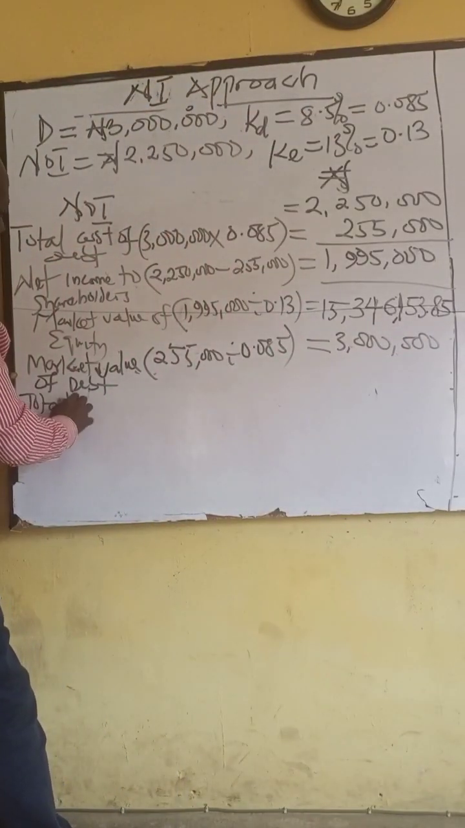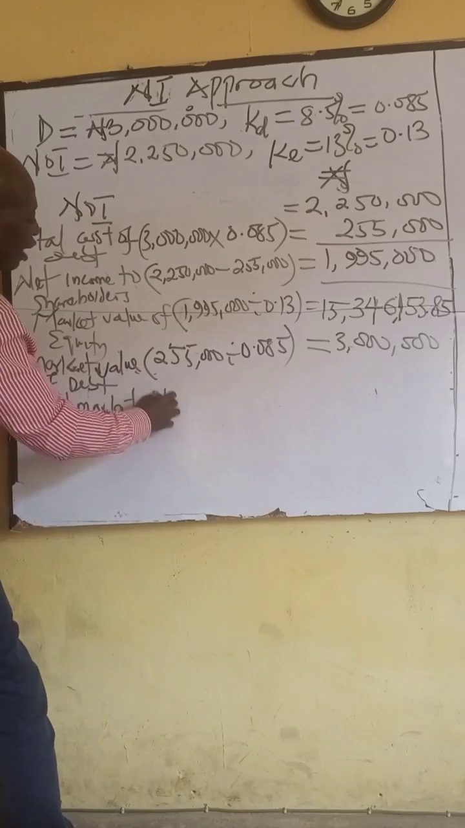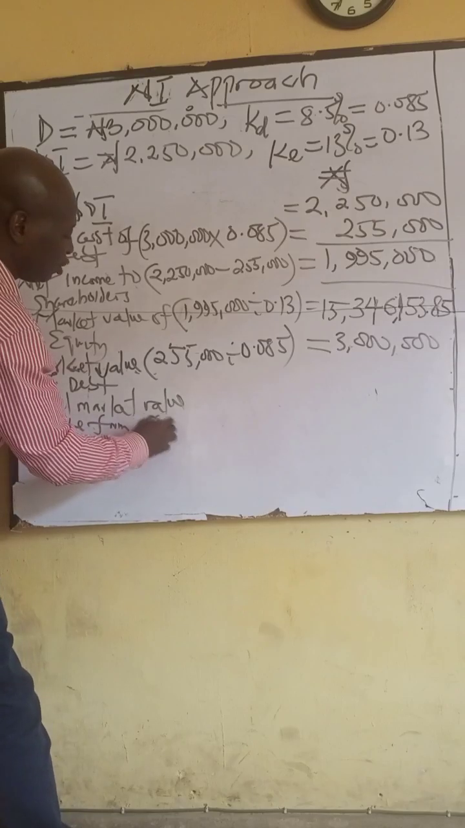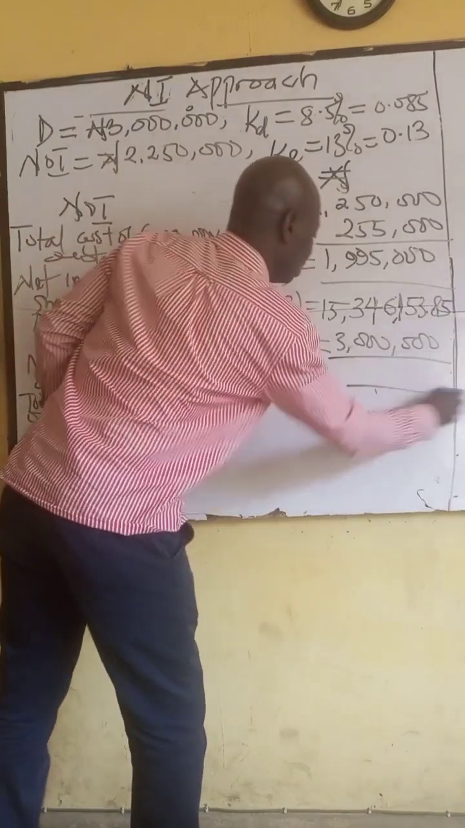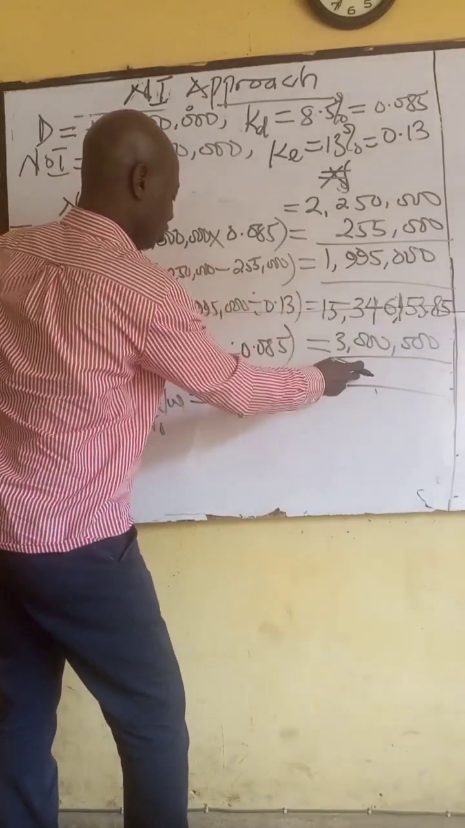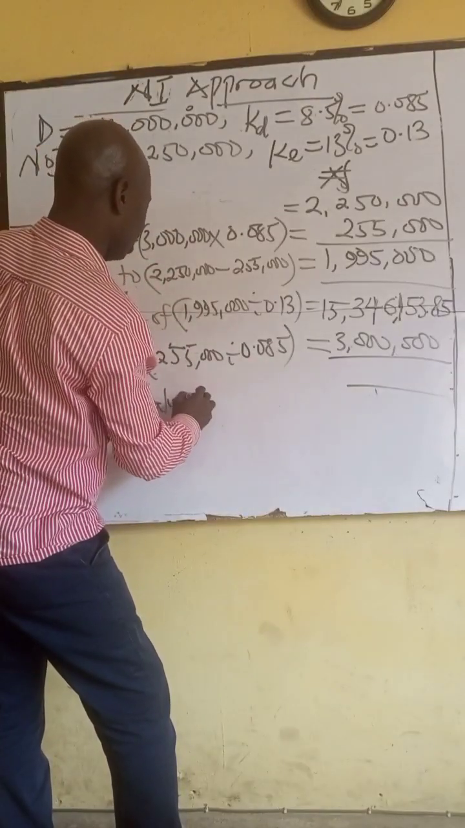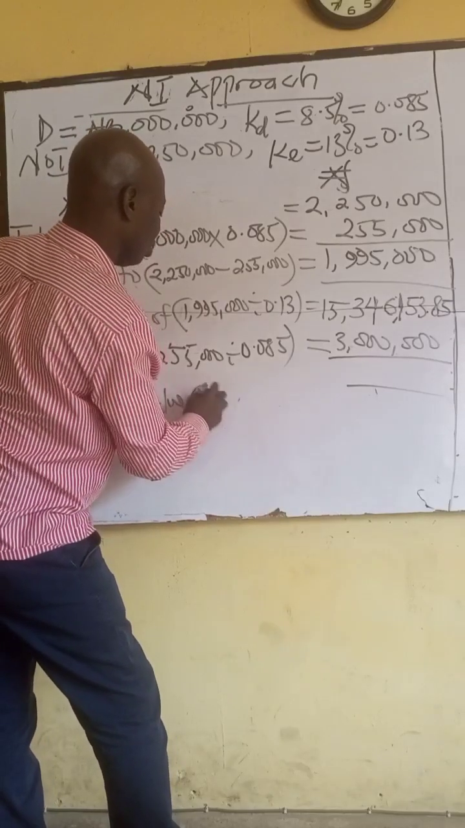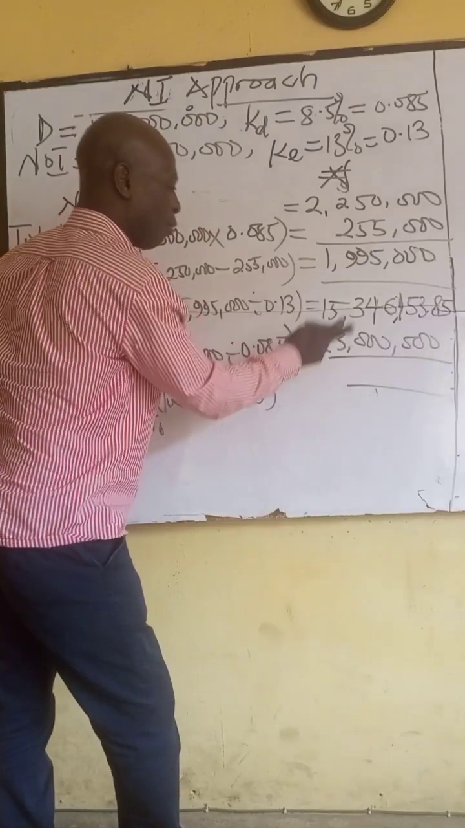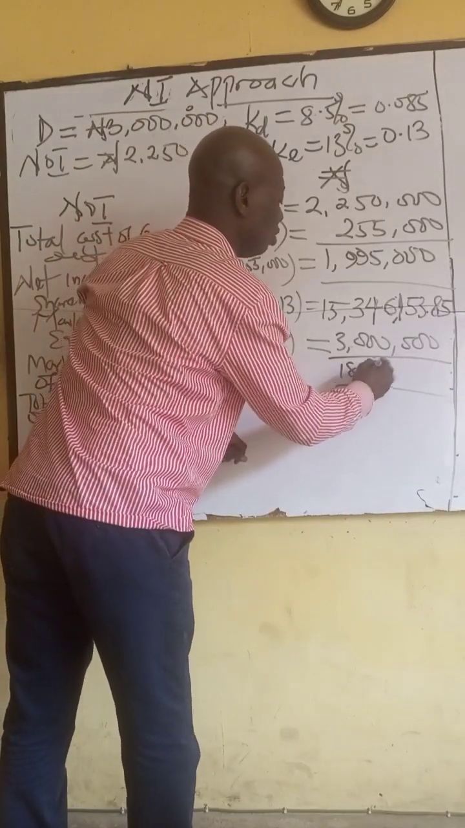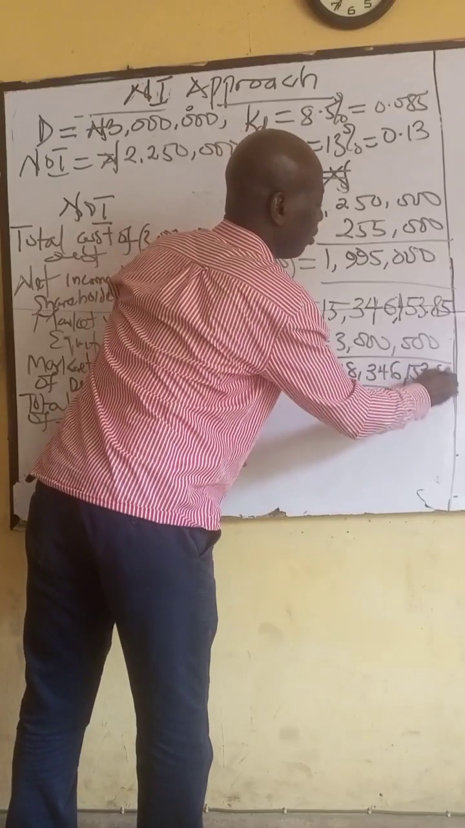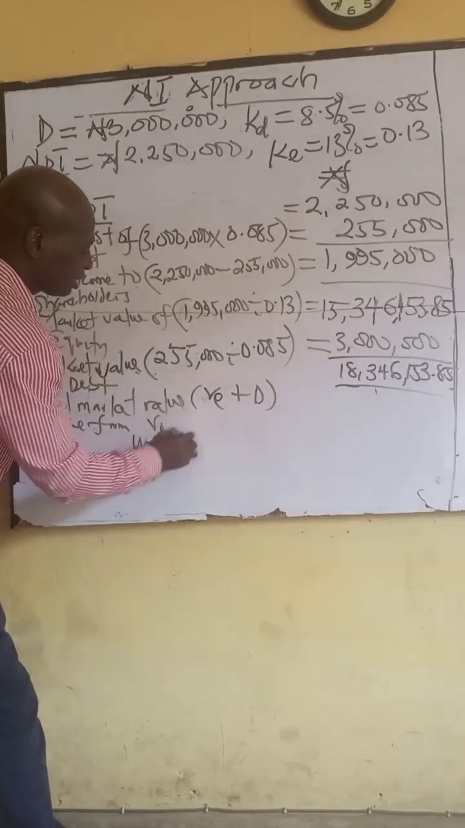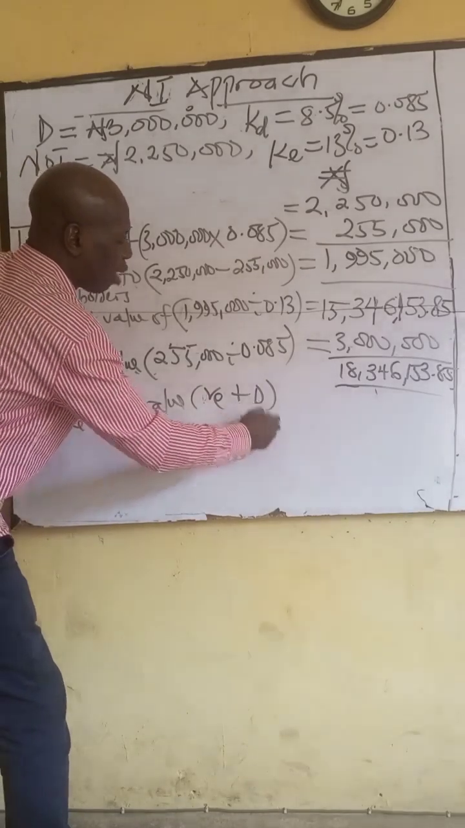Then finally, we have total market value of the firm. That will give us the addition of these two things. So add 15 million, 3 whatever to this. This one is now our debt plus value of equity. Market value of debt and market value of equity. That means you add what you have here and what you have here. What's the answer? 18,346,153.85.